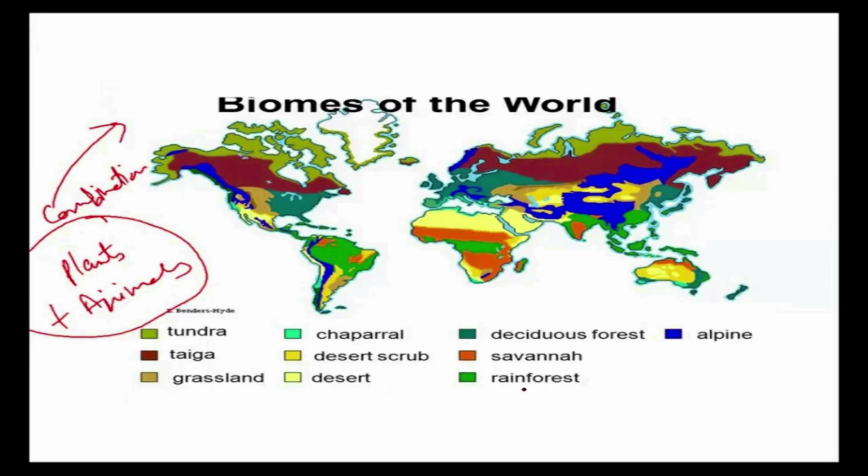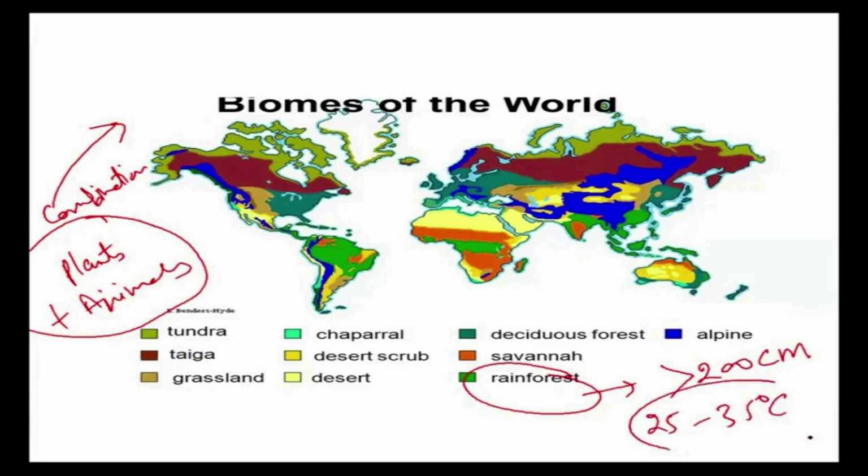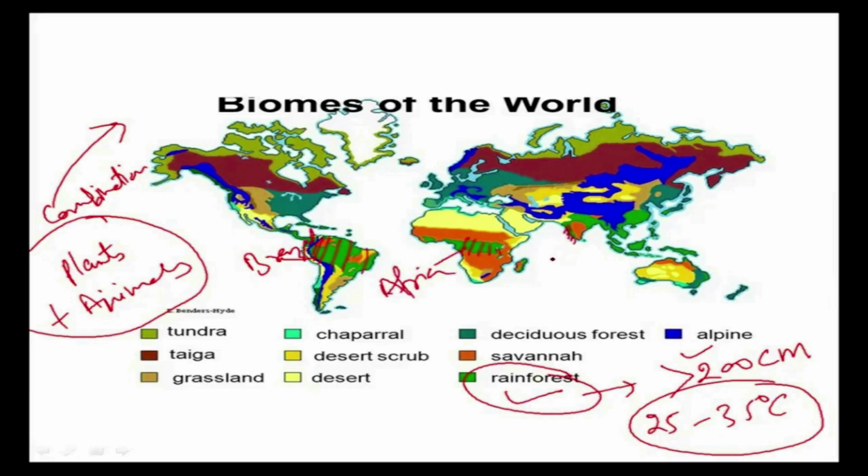Like we take the example of rainforest. They grow at a place where the rainfall is more than 200 centimeters and temperature is approximately between 25 to 35 degrees Celsius. On the earth, wherever these conditions are met, rainfall and temperature, we will find the rainforest there. For example, these are the Amazon rainforest in Brazil, and this is the rainforest in Africa, and we have rainforest in India, Western Ghat, and these are the rainforest in Indonesia, Malaysia, this region.